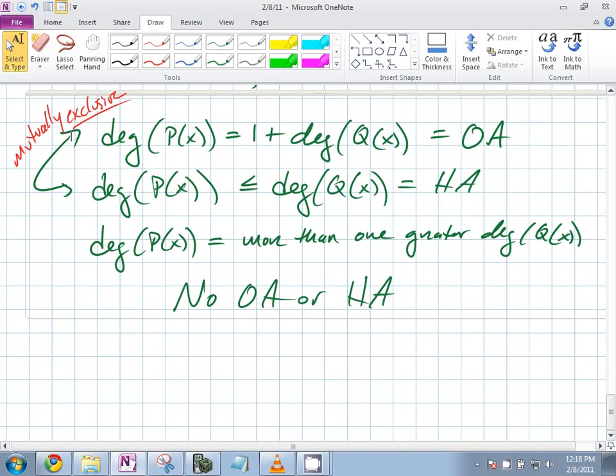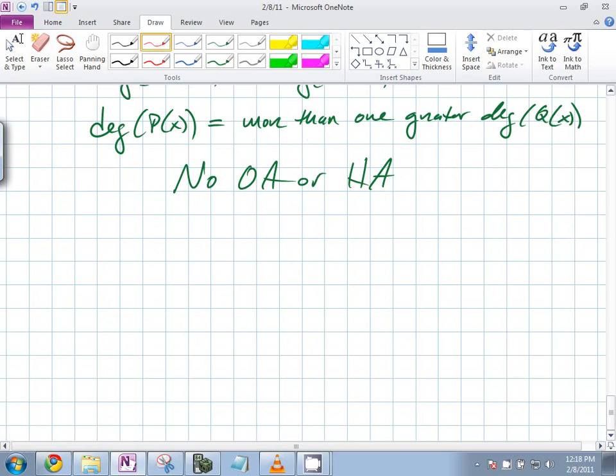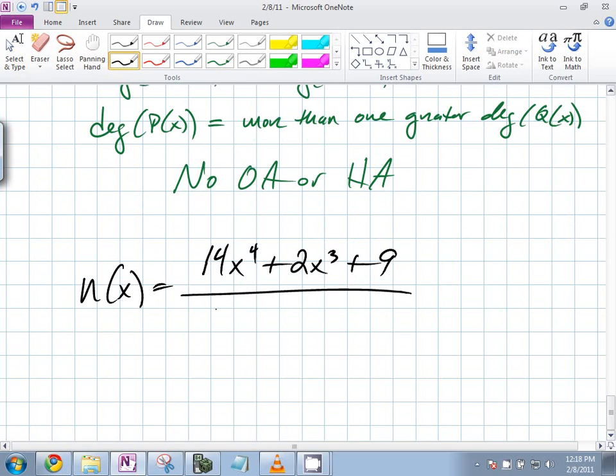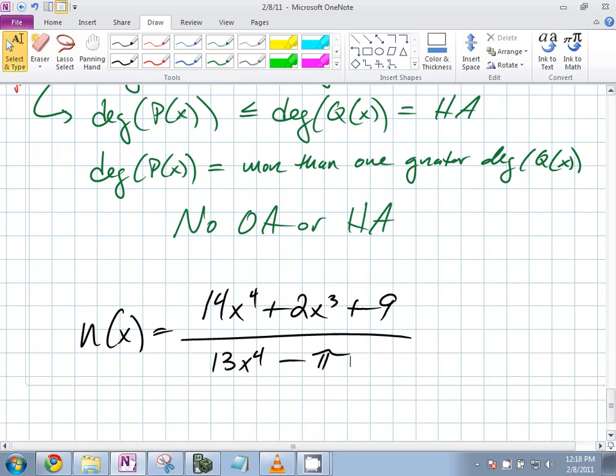So, let's say I gave you n of x is equal to 14x to the fourth plus 2x cubed plus 9 over 13x to the fourth minus pi. Does that have an oblique, horizontal, or neither? Horizontal. Why? They're equal. Yeah, exactly.